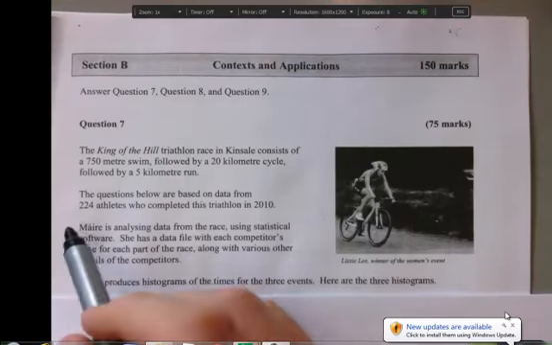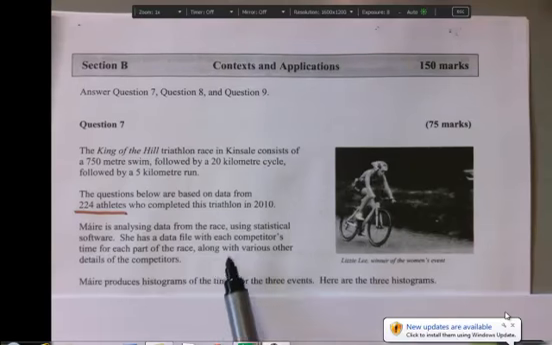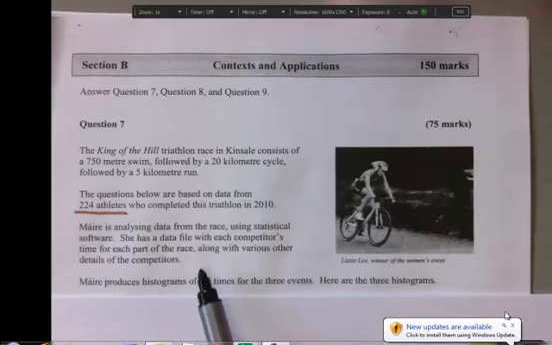So we can start by maybe underlining some of the information that we might use or might be useful to us later on. So the fact that there's 224 athletes, that might be significant. It might not. Marie is analysing the data from the race using statistical software. She has a data file with each competitor's time for each part of the race, along with various other details of the competitors. Marie produces histograms for the times for the 3 events, and here are the 3 histograms.